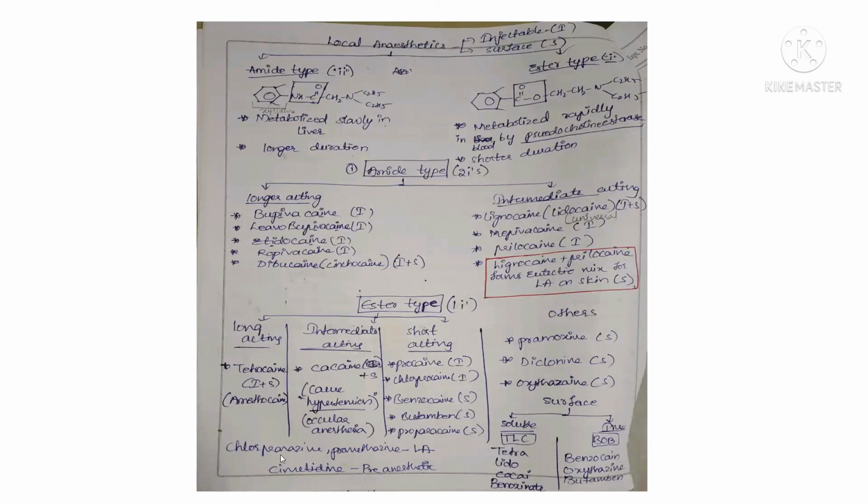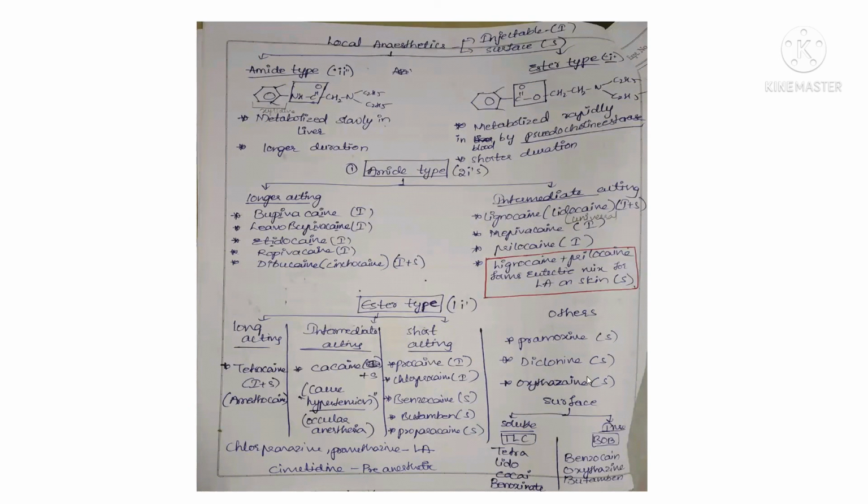So here you can see chlorpromazine and promethazine, they act as local anesthetics. We studied chlorpromazine and promethazine in antipsychotics. The antipsychotic drugs which act as local anesthetics are these two drugs, and cimetidine is an antihistaminic drug, so it acts as a pre-anesthetic. And under others we have pramoxine, dyclonine, and oxybuprocaine.